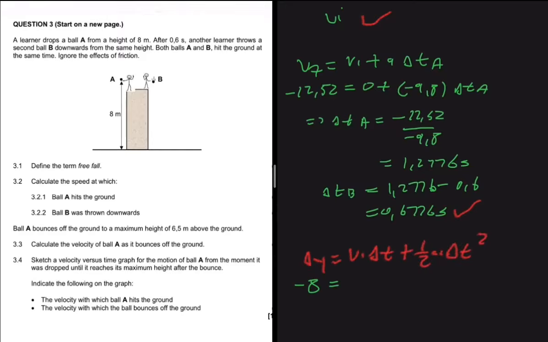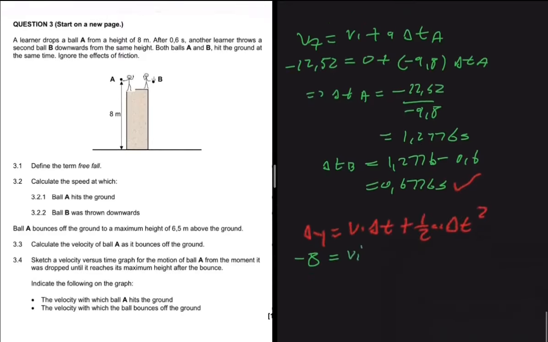And then what is VI? VI is what we're interested in, right? And then delta T, 0.6776, and then plus a half minus 9.8 multiplied by 0.6776, right? So we're solving for VI.